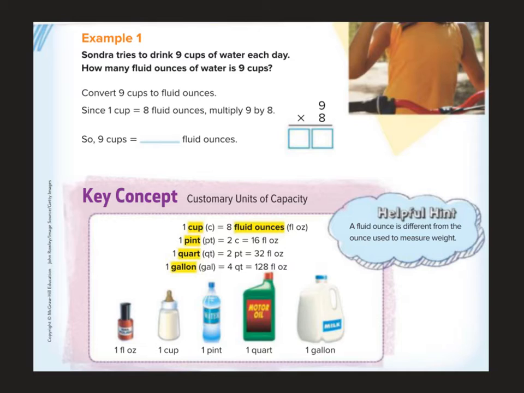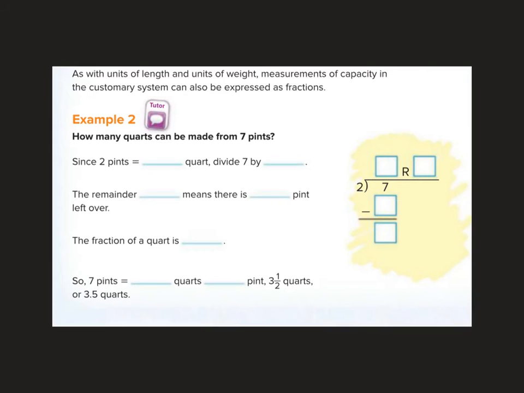Okay, so Sandra tries to drink 9 cups of water each day. How many fluid ounces of water is in 9 cups? So we know in 1 cup there's 8, so if we want to figure out how many are in 9, we need to multiply. 9 times 8 is 72. 72 fluid ounces are in 9 cups.